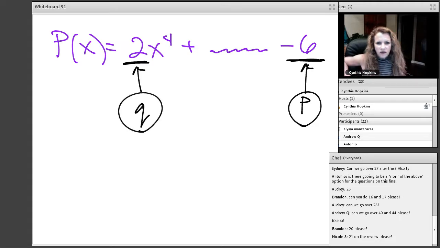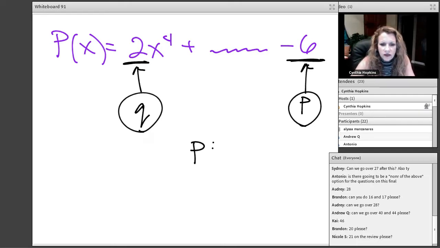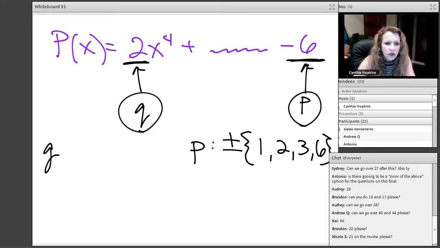That seems kind of backwards, because P comes before Q in the alphabet, and yet my P comes from the end of my equation. All right, and what I'm looking for is, for P, all the factors of 6. You're always going to have plus or minus, so let me start with that. The factors of 6 are 1, 2, 3, and 6. And then my Q's are the factors of 2. So my list of Q's is also plus or minus 1 and 2.